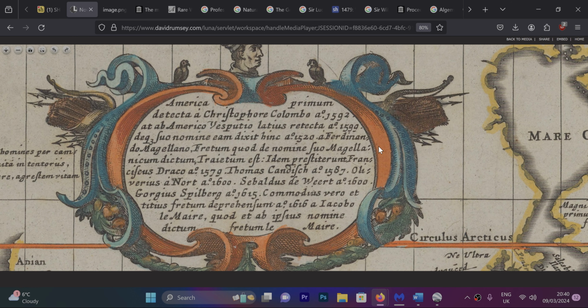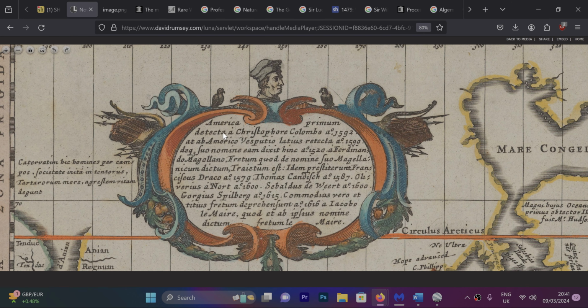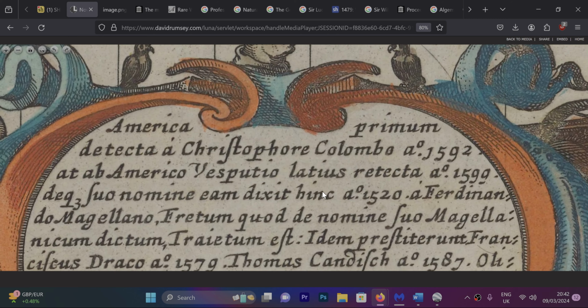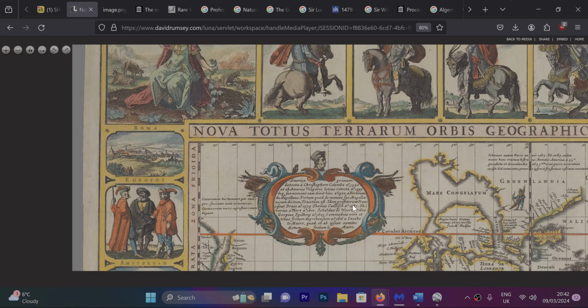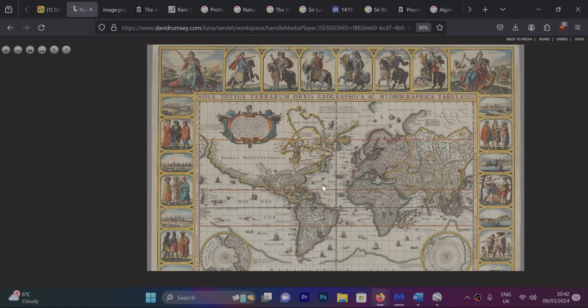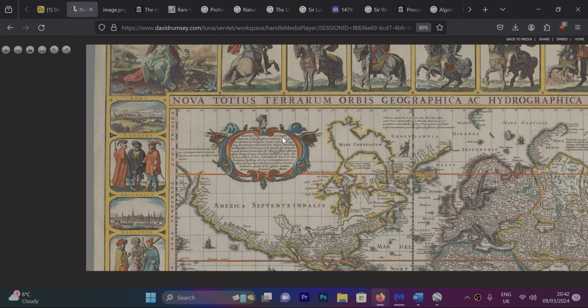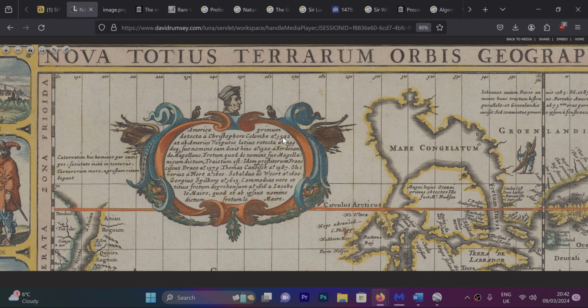So what does this actually say? Well, we can see the name Christopher Colombo. It actually says, America was first discovered by Christopher Columbus in J592. But it was discovered more widely by Americo Vespuccio in J599. So very clearly this map, which was an official map, imagine how much this map would have cost to make. Would have been very expensive, supposedly produced in 1652. And what does it say? That Columbus discovered America in 1592.